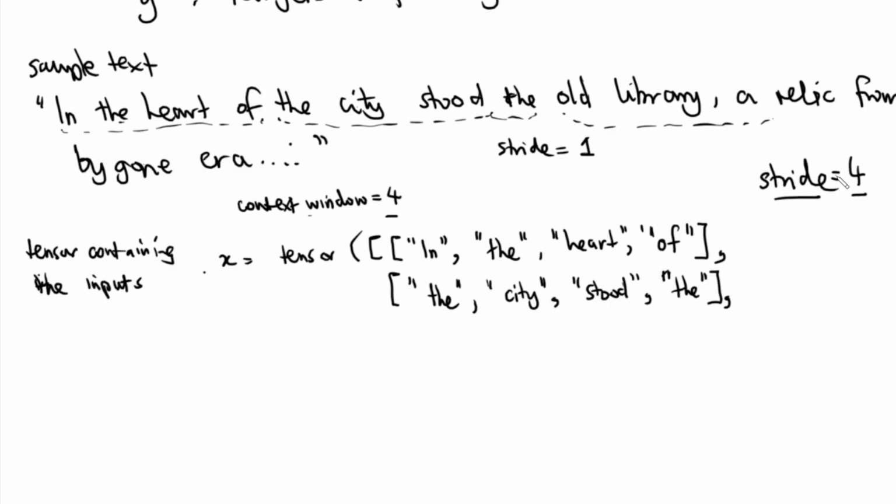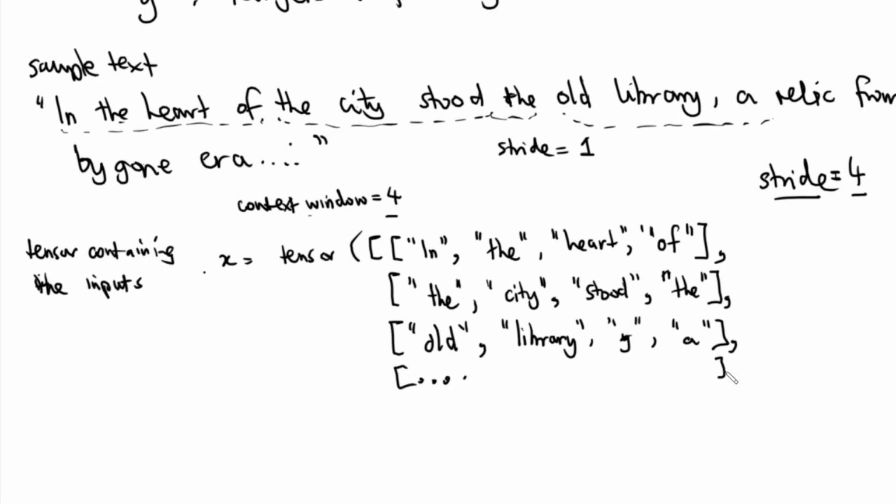So here we're using stride equal to 4, and so the third input is old library, then a comma, then the last one will be a. And so on until the last one and the end of the multidimensional input array.